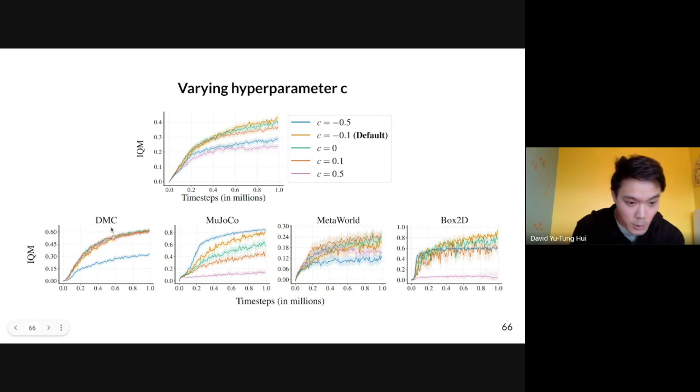So say for DeepMind Control, if C was very negative, i.e. minus 0.5, it didn't have very good performance, but setting C to less negative values helped. In MuJoCo, the best performing value was minus 0.5 over here. And in MetaWorld, you have different performance values of C, but the general trend is that you want it to be a little bit negative.